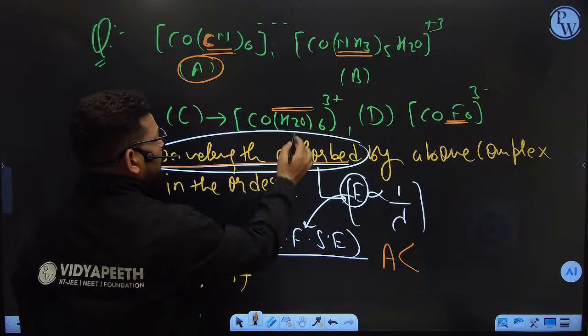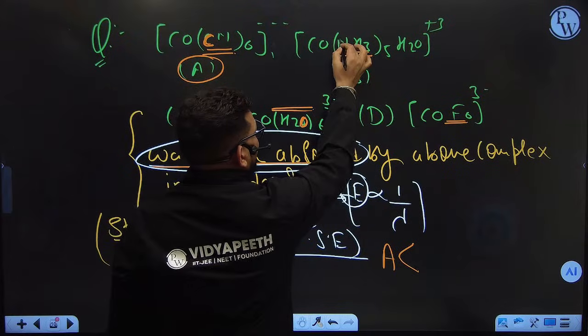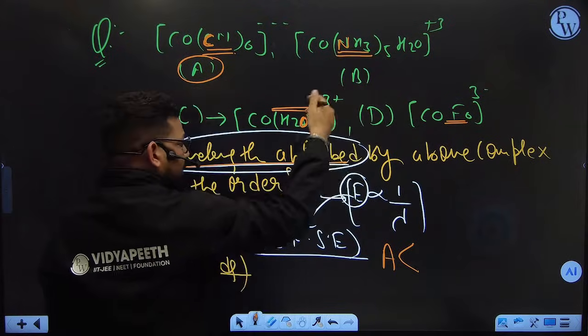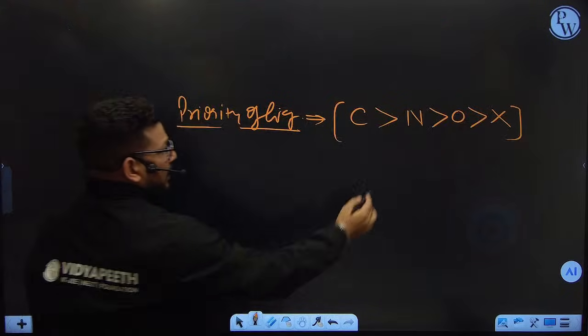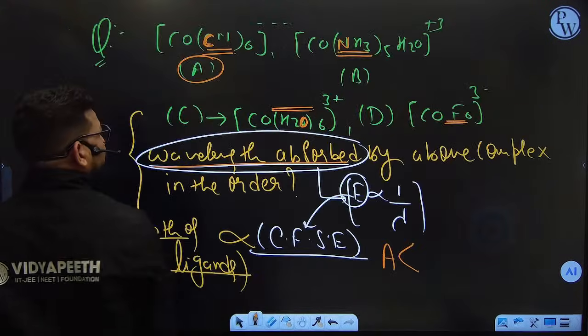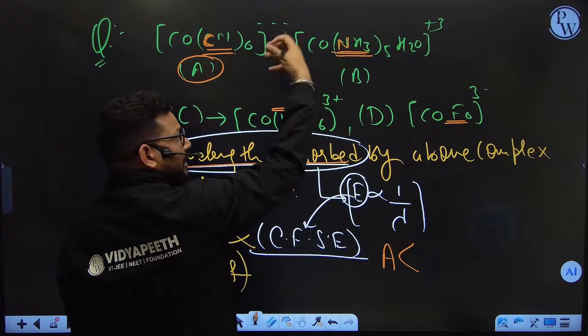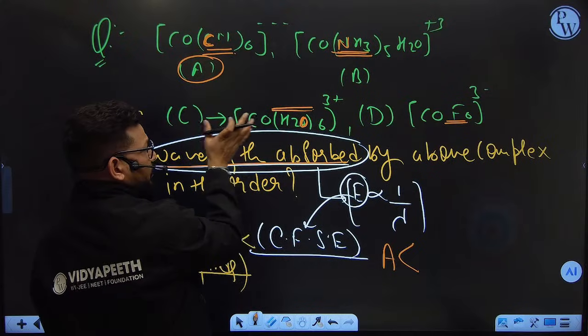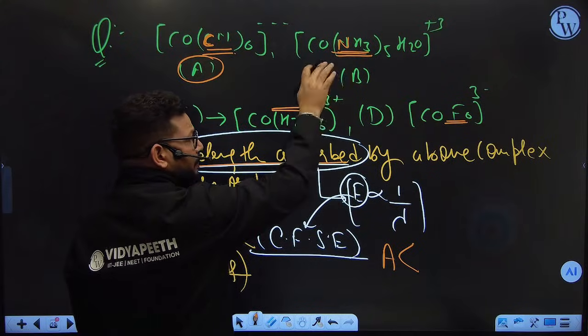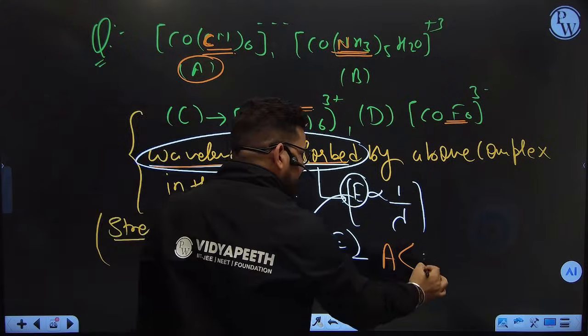After getting the idea of A, now tell me what the next order is. Here the donor is oxygen, here the donor is nitrogen. All of you are aware that nitrogen donating capacity is higher than oxygen. Then you can go with B. If the strength of B and the CFSE is higher compared to C and D, then definitely the wavelength absorption should be lower. Then we can say B.